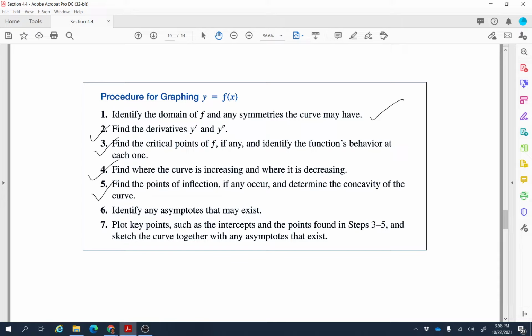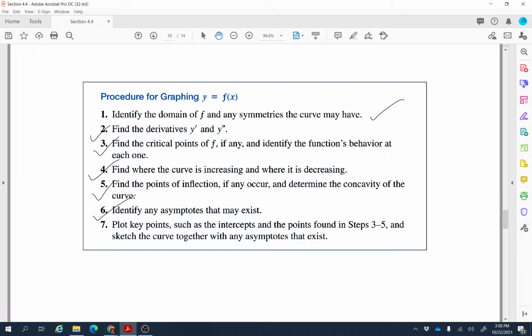And then find the point of inflection. For finding the point of inflection, you find the second derivative, equate that to 0 and solve, and wherever that second derivative is 0 or undefined, that gives you the point of inflection. If it's possible, identify any asymptotes. You already know how to find the horizontal asymptote, vertical asymptote, and oblique asymptotes.